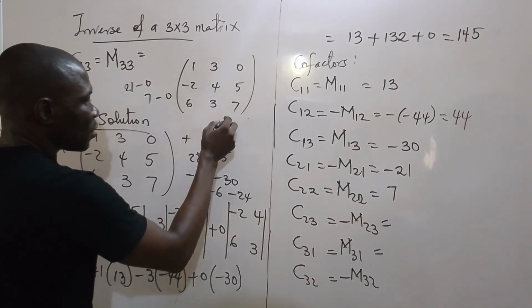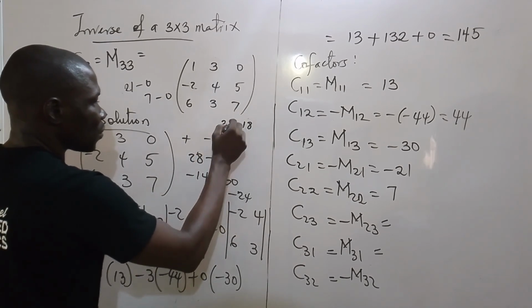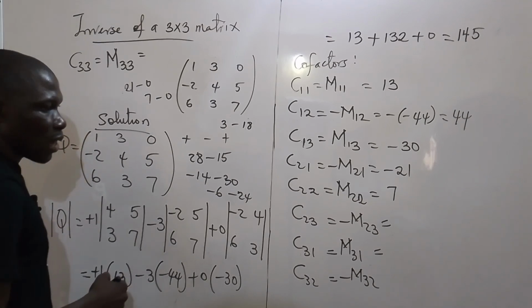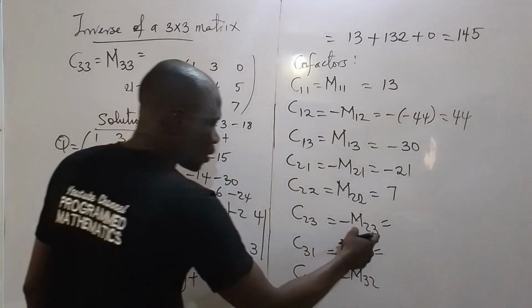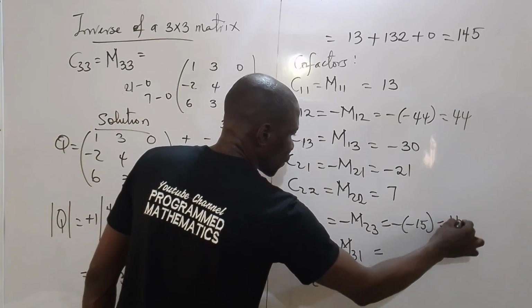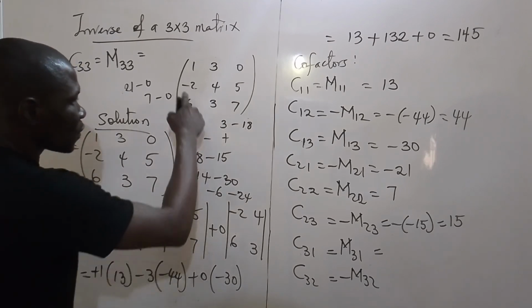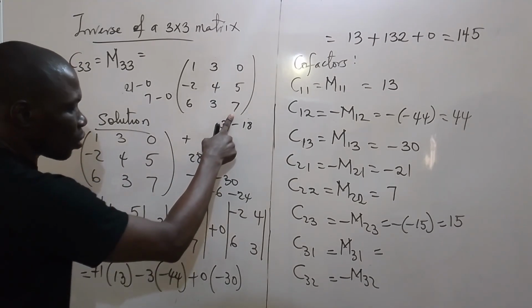1 times 3 is 3. 6 times 3 is 18. 3 minus 18 is minus 15. So this is minus 15, and that will give us positive 15. Okay, so that's for second row, third column.